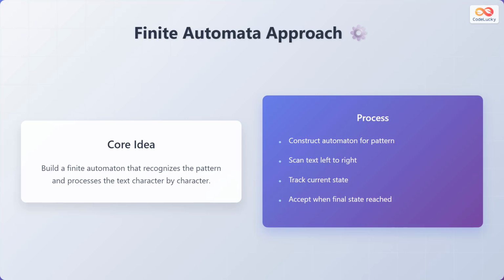The process involves 4 key steps. First, we construct the automaton specifically designed for our pattern. Then we scan the text from left to right, feeding each character into the automaton. As we scan the text, we keep track of the current state of the automaton. Finally, when the automaton reaches its final state, it indicates that we've successfully found an occurrence of our pattern in the text.